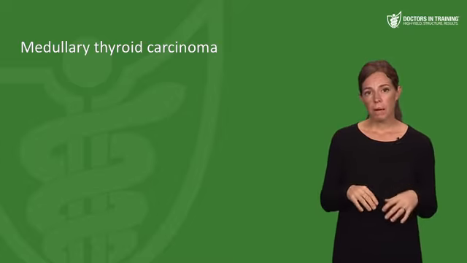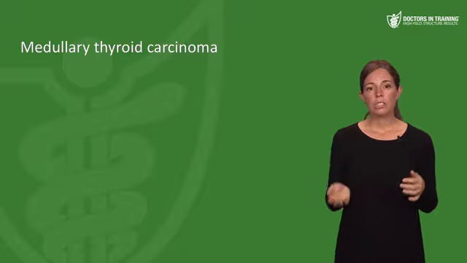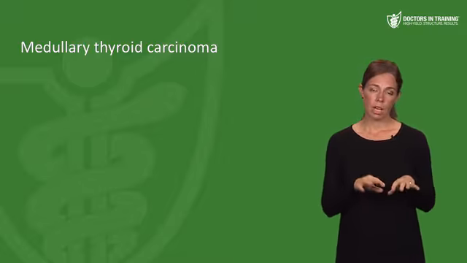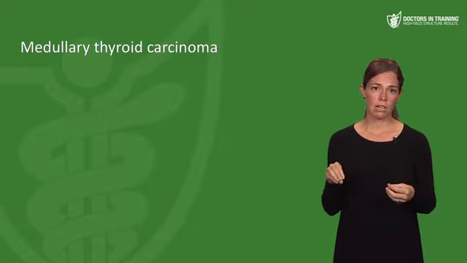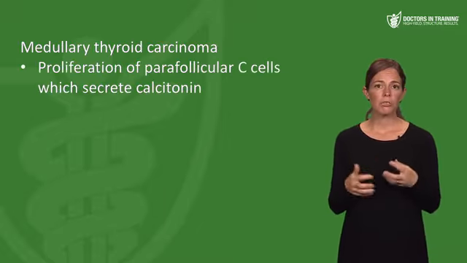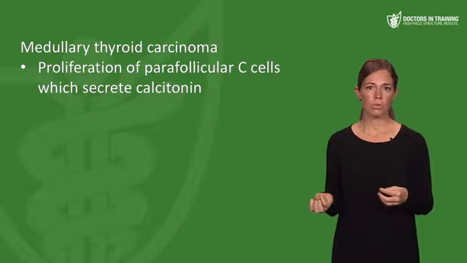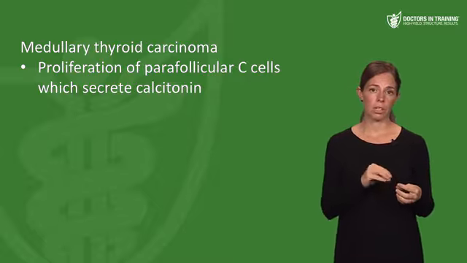So let's talk now about medullary thyroid cancer. This is a really unusual kind of cancer that occurs in the thyroid but doesn't involve the thyroid hormone producing cells. It actually is a proliferation of parafollicular C cells which form the medullary part of thyroid tissue.